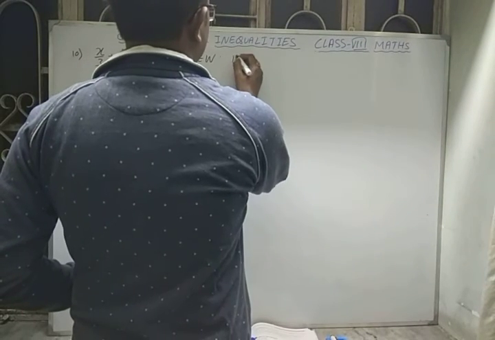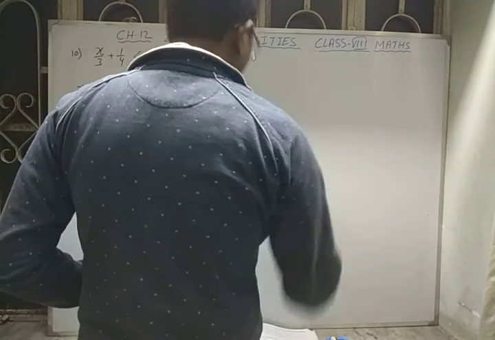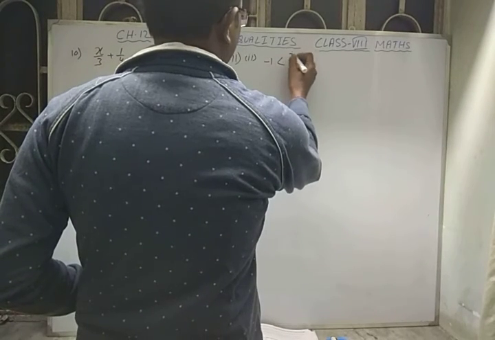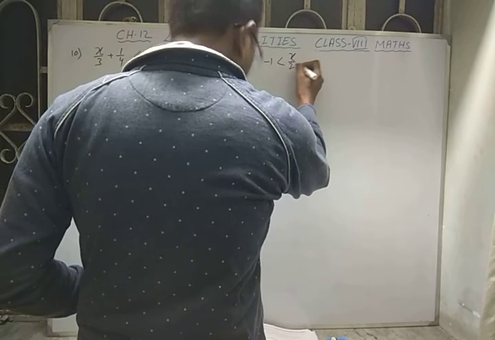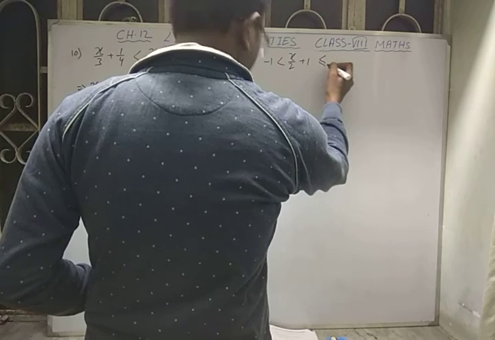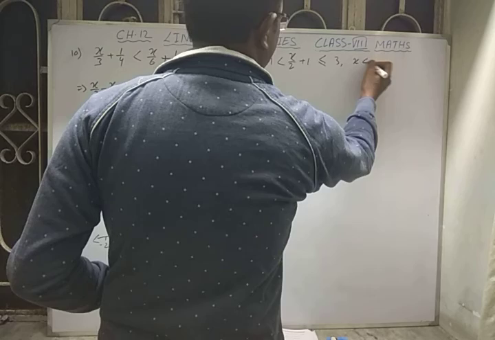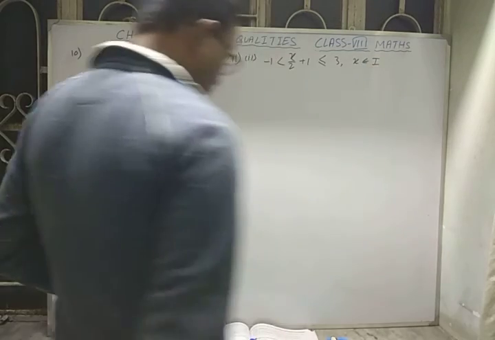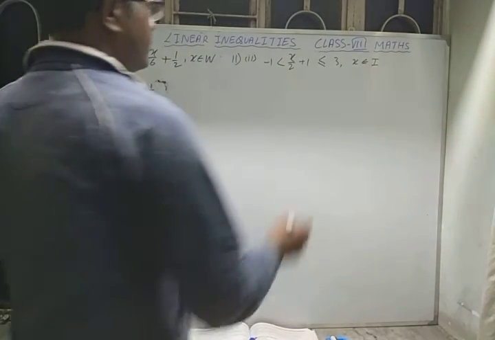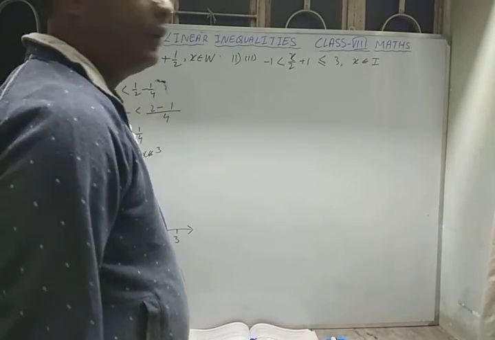Now question number 11, sub part 2. The equation given is -1 less than x by 2 plus 1, again less than or equal to 3, where x belongs to I, for integer. Here you can see the two inequalities are given. Then how will you do it?